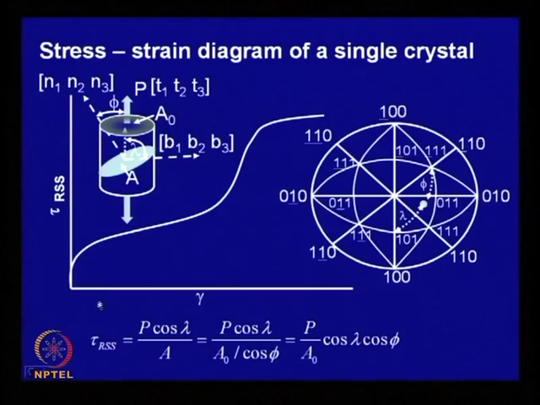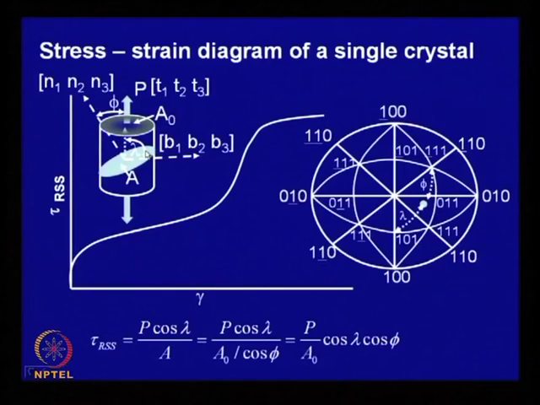Here is a diagram of this resolved shear stress against shear strain, or shear displacement. Initially there is some elastic deformation, which is recoverable, but when the stress exceeds a critical value, slip deformation starts. You can ignore this period and assume it goes straight up. During this period slip keeps taking place, and this stage is called stage 1, when slip takes place on only one plane.